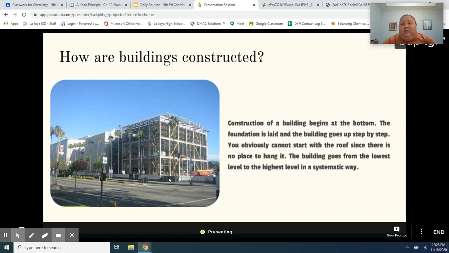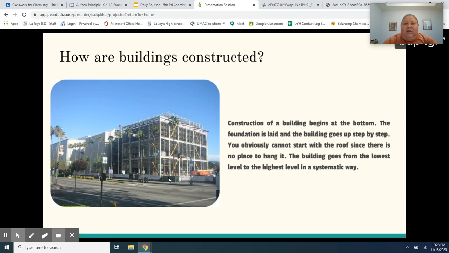So how are buildings constructed? If you've ever seen a building go up or a home go up in your neighborhood, down the street, they always lay out that foundation first. Construction of a building always begins at the bottom. The foundation is laid and the building goes up step by step. You obviously cannot start with the roof since there's going to be no place to hang it, right? If you have not started from the bottom up. The building goes from the lowest level to the highest level in a systematic way.